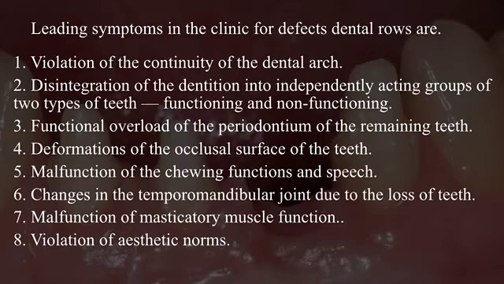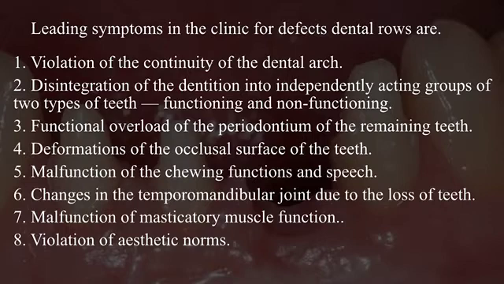Sixth, change in the temporomandibular joint due to the loss of teeth. Seventh, malfunction of masticatory muscle function. Eighth, violation of aesthetic norms. Moreover, the first, second, and fifth points always accompany partial loss of teeth. Other violations may not occur, or may not occur immediately, but appear due to ongoing tooth loss or periodontal disease.